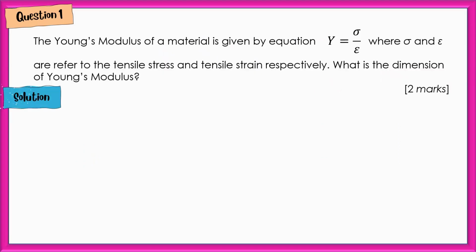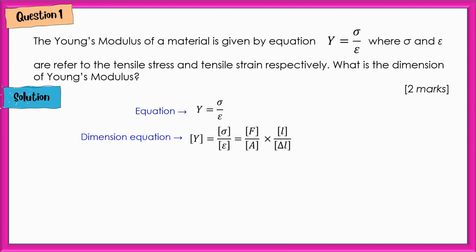Question 1. The Young modulus of a material is given by the equation Y equal to tensile stress over tensile strain. What is the dimension of the Young modulus? For the solution, first step, you need to write down the equation given to you in the question. And second step, you need to write down the dimension equation. For the dimension equation, you need to use the bracket symbol, and inside the bracket, write down the physics quantity.